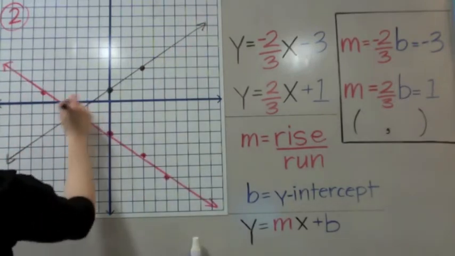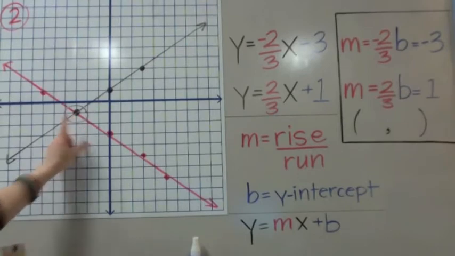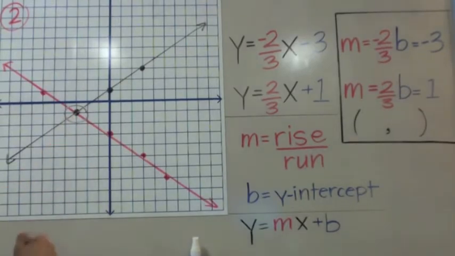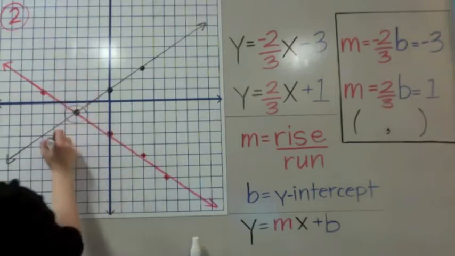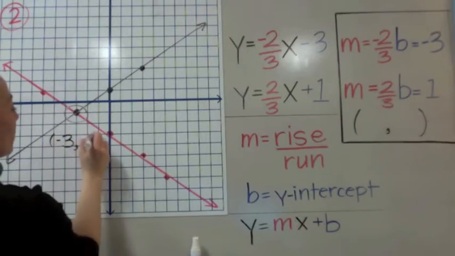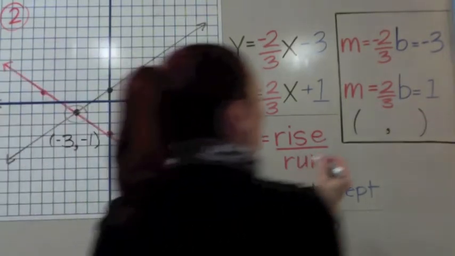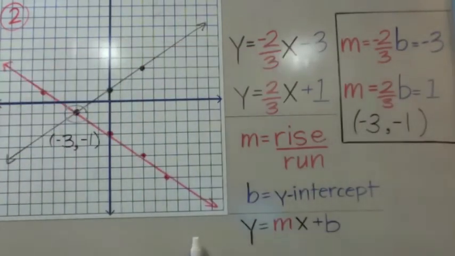Okay, so the point of intersection is right here. Let's identify this coordinate point. So we are at -1, -2, -3, down 1. So it would be -3, -1. So we write that our solution is -3, -1. Go ahead and get that down.